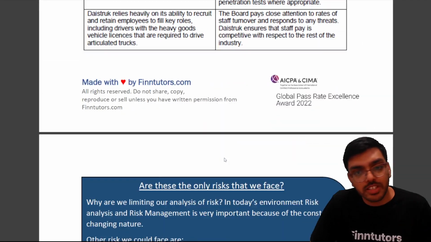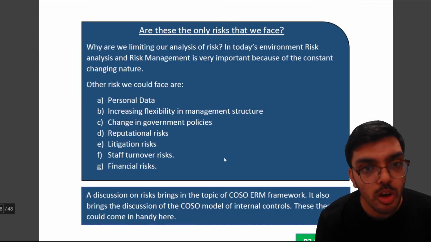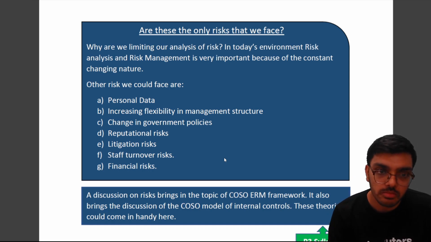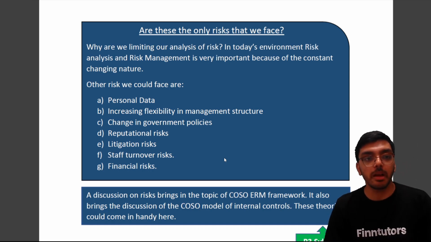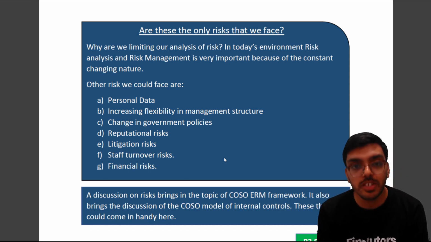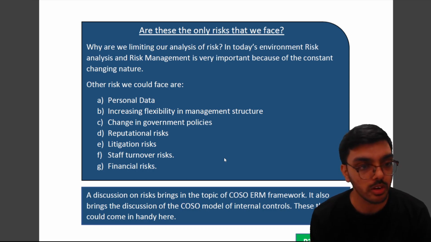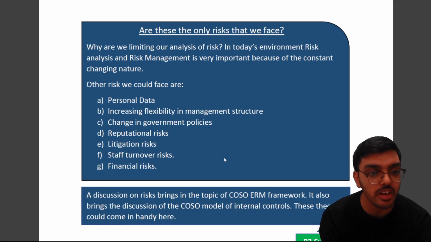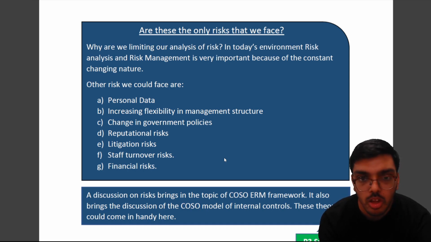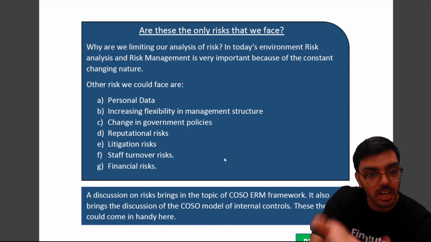So the principal risks have been stated here. Now my question is, are these the only risks that we are facing? Why are we limiting our risk analysis? In today's environment, risk analysis and risk management is very important because of the constant changing nature of the environment. We have other risks: litigation risk, reputational risk, government risk, personal data risk, financial risk. All of these risks are possible for my business, and your list that you have made will come in handy over here.